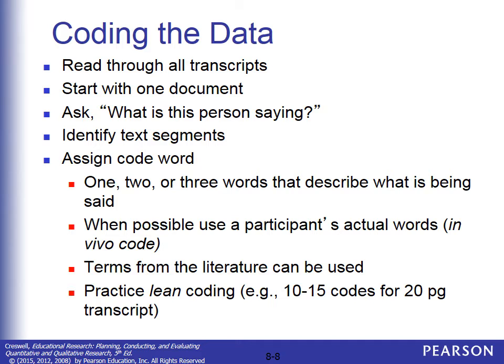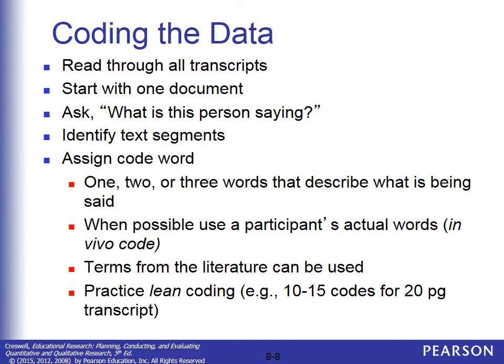You can also use the participants' actual words, and this is called in vivo coding, as your codes. Okay? Or you can also use terms from the literature that you've gotten from your lit review as your codes. So you can either come up with your own codes, you can use in vivo coding, which is when the researcher uses the actual participant words to summarize what a text segment was, or you can use terms from the literature. You do not need to code each sentence or provide multiple codes for each sentence.